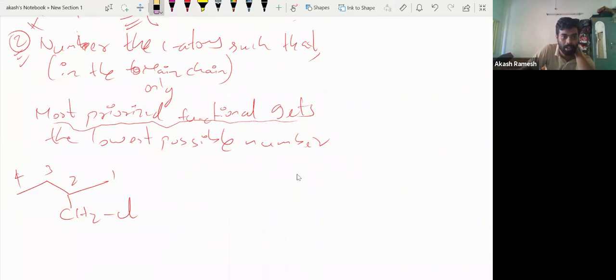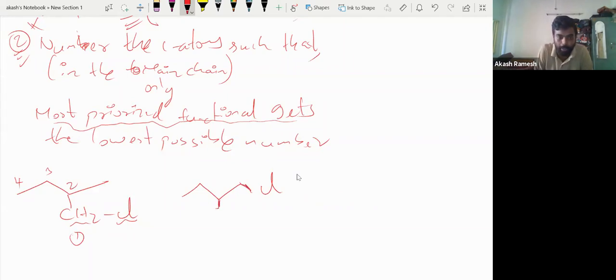Right? This is not the way you number. What you should do is make sure that this is the carbon atom having the functional group, that is the most prioritized functional group, and that particular carbon atom has the smallest possible number. So I will start from here: 1, 2, 3, 4. This is the correct way of numbering. Say the same compound, I would have written 1, 2, 3, 4. If I had written it like this, then you wouldn't have had any confusion.